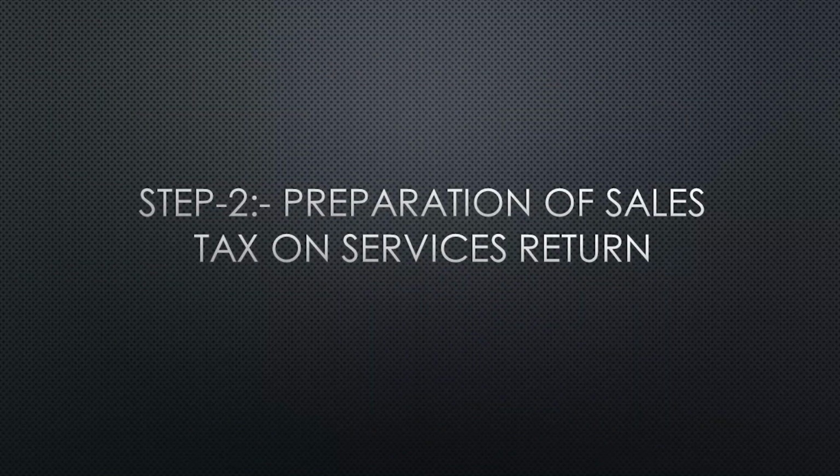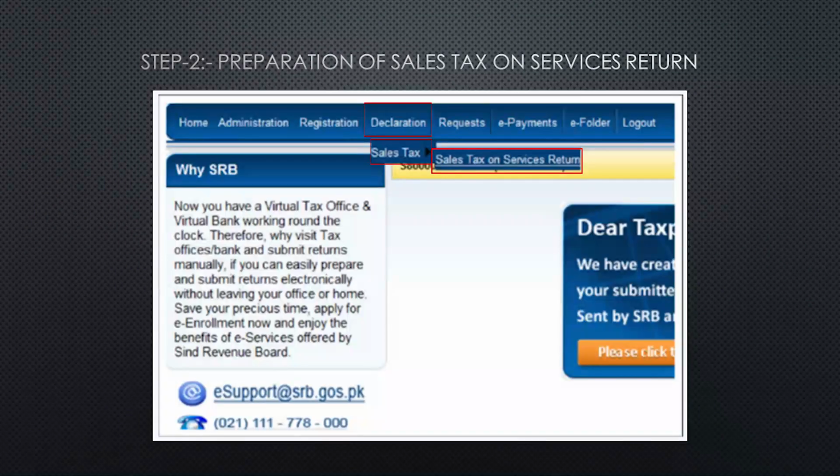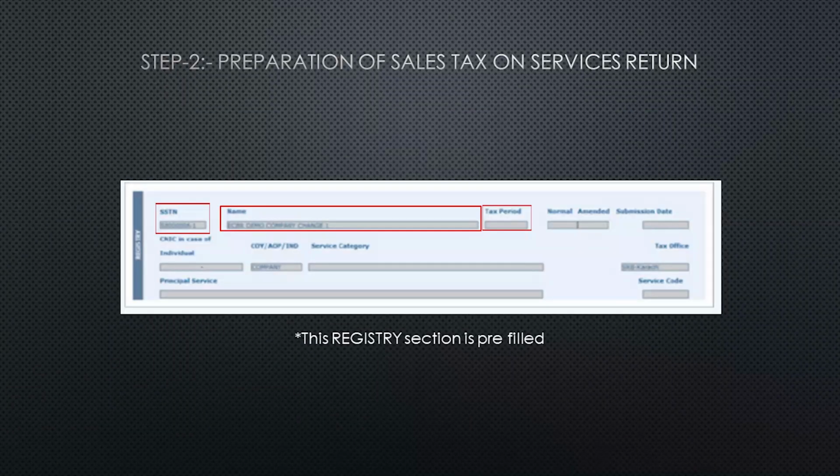Step 2. Preparation of sales tax on services return. Please click on Declaration. The declaration menu will show filing options. Select Sales Tax on Services Return. A form will appear. Fill the tabs applicable to you. The form will be displayed in two sections. The first section is Registry. This section shows your registration particulars, i.e. SNTN, NTN, name, and CNIC, etc.